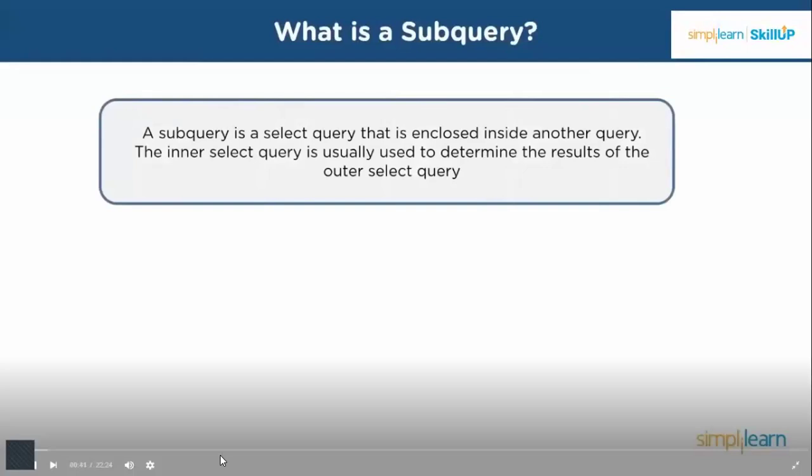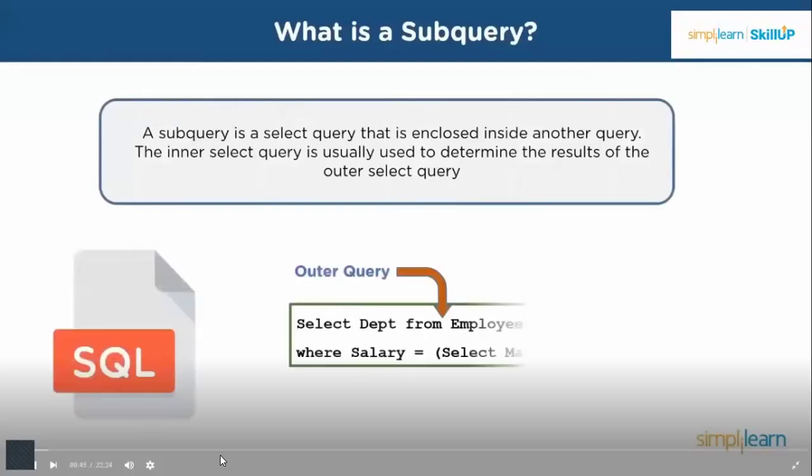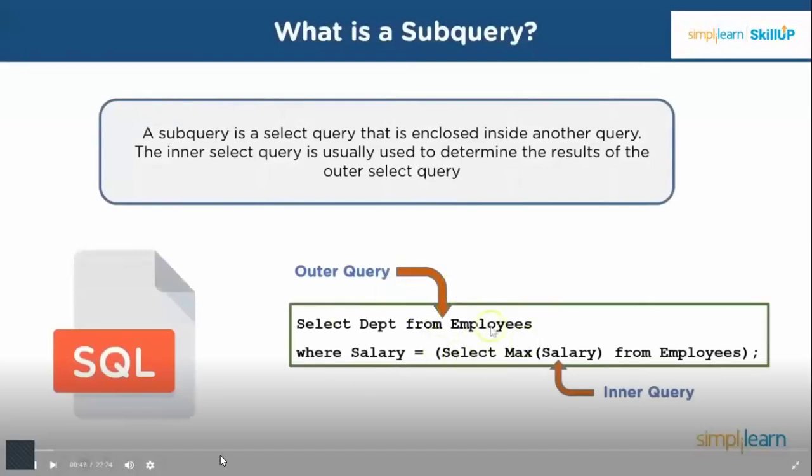So let's start with what is a subquery. A subquery is a select query that is enclosed inside another query. If I show you, this is how the basic structure of a subquery looks like. Here, whatever is present inside the brackets is called the inner query, and whatever is present outside is called the outer query. First, the inner query gets executed and the result is returned to the outer query, and then the outer query operation is performed.